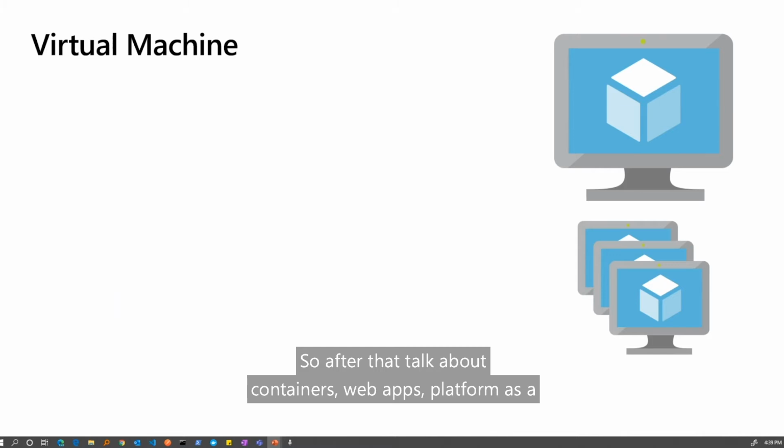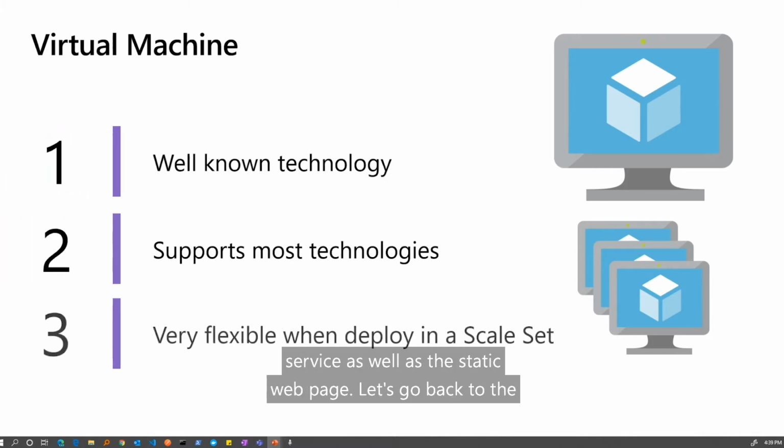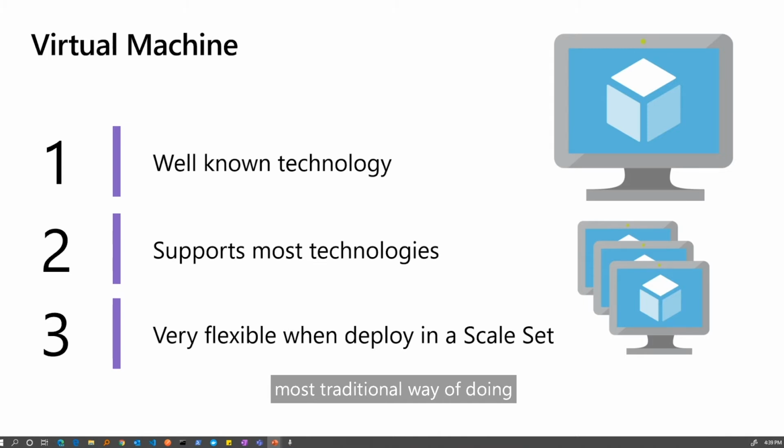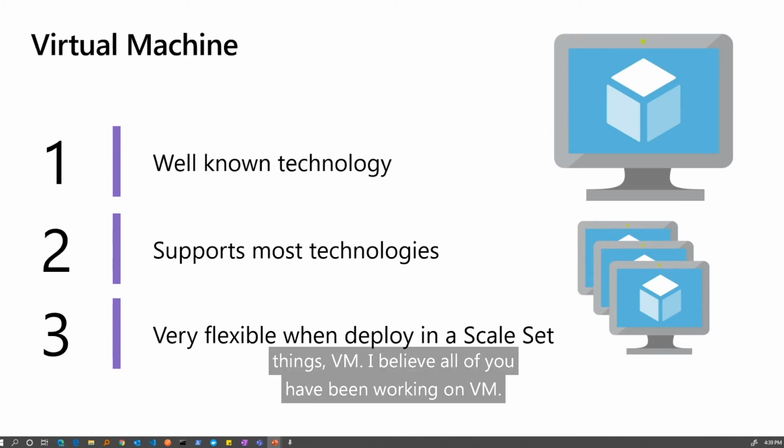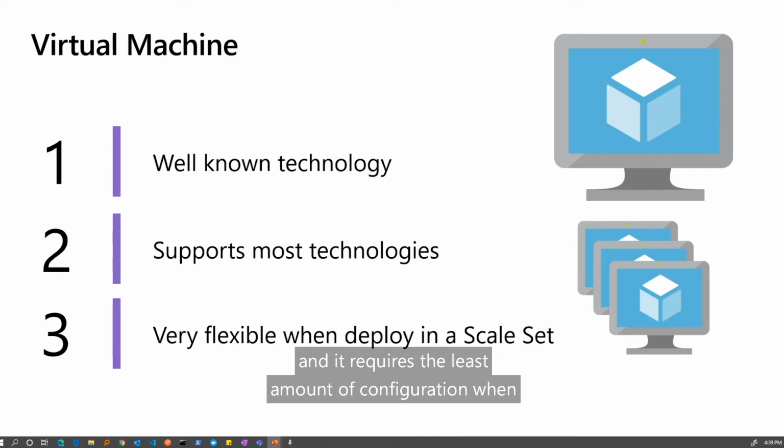So after we've talked about containers, web app, platform as a service, as well as the static web page, let's go back to the most traditional way of doing things, VM. I believe all of you have been working on VMs, whether on premises or on cloud. It is a pretty well-known technology, and it requires the least amount of configuration if you're considering migrating your application to the cloud.